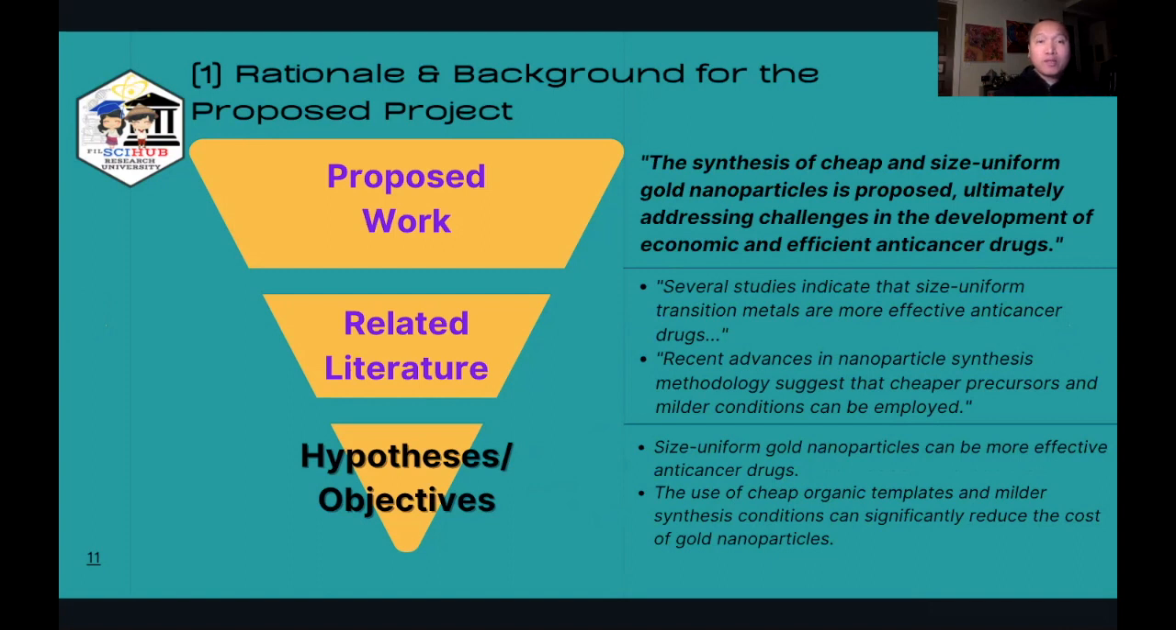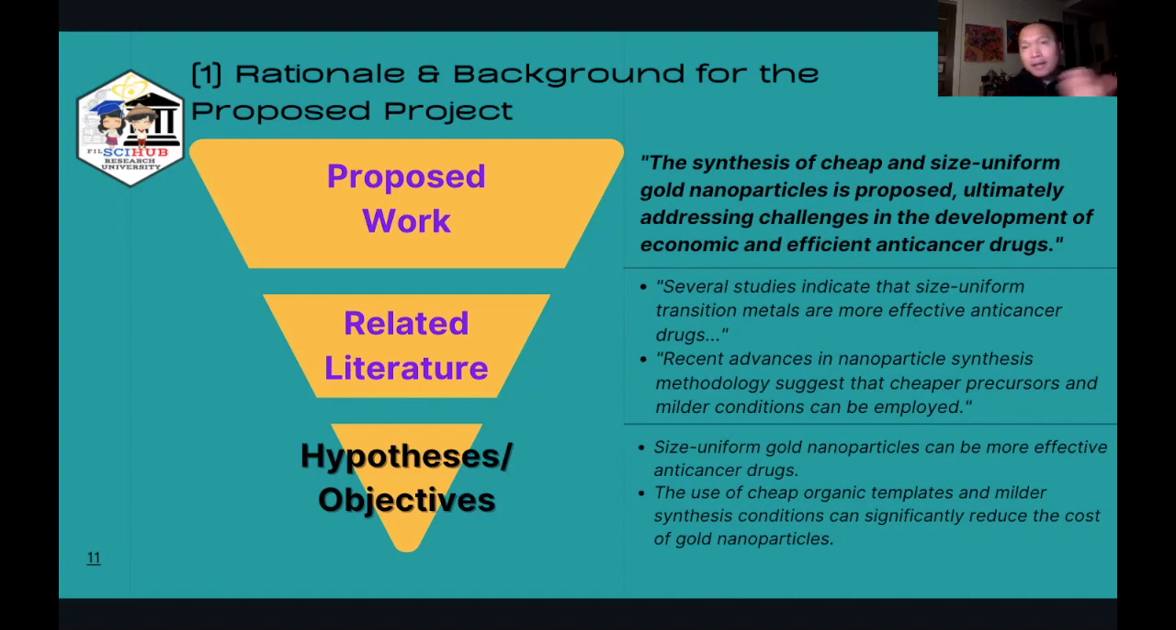Again, an example based on the nanoparticle idea. So again, you begin with restating the proposed work. So you say, the synthesis of cheap and size uniform gold nanoparticles is proposed, and ultimately, the goal of it is to address challenges in the development of economic and efficient anti-cancer drugs. So that's one sentence you can further expound on. Like we said, typically we dedicate a paragraph for the first part of the rationale, and then the second part is related literature.